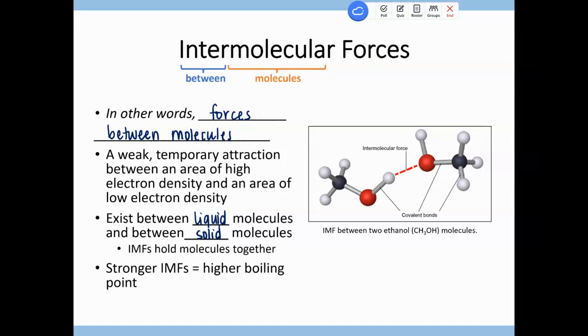This image here shows two ethanol molecules. I'll draw in the atoms here. So this is oxygen in red, bonded to a hydrogen. The black atom is carbon, and that's bonded to 3 other hydrogens. So this is showing we have 2 molecules that have covalent bonds, but the hydrogen from one is attracted to the oxygen from the other, and the force of attraction between them is an intermolecular force, a force between the 2 molecules.